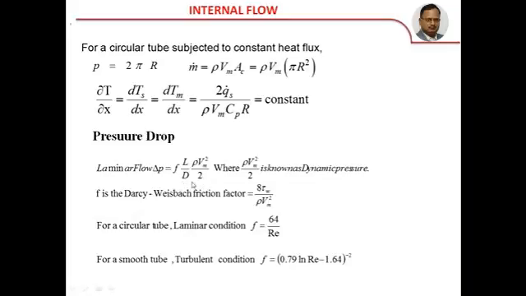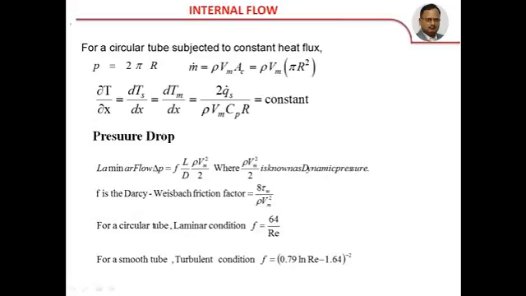So the pressure drop in a laminar flow is determined using the formula delta P equal to f L rho V square by 2D, where rho V square by 2 is known as dynamic pressure, and this f is known as the Darcy constant or Darcy-Weisbach friction factor, equal to 8 times tau naught by rho Vm square, where Vm is the average velocity.